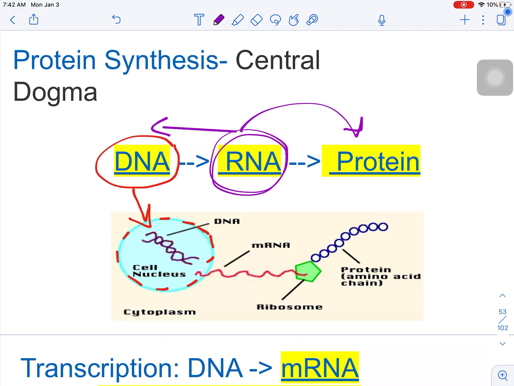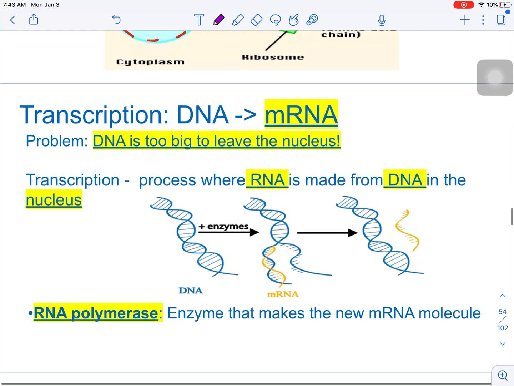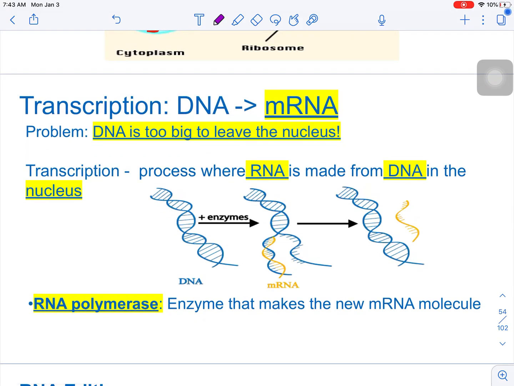It's going to tell our cells what to do. Basically, everything that is part of your body is made of proteins. So that is why proteins are so important. So let's take a closer look at this first step right here. Step number 1 is how are we going to make RNA from DNA? And that's the step of transcription, also called RNA synthesis.